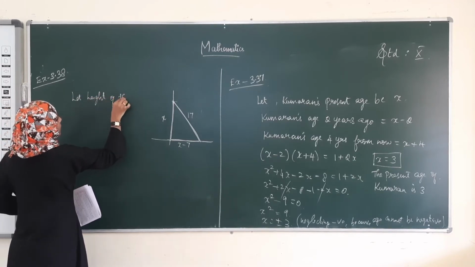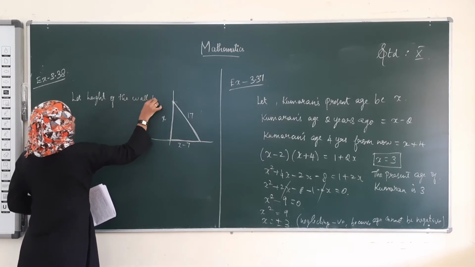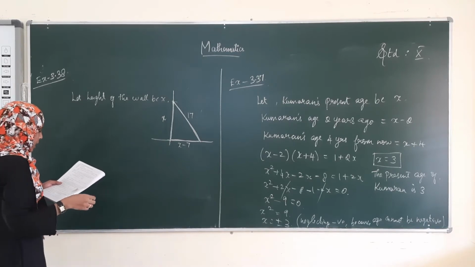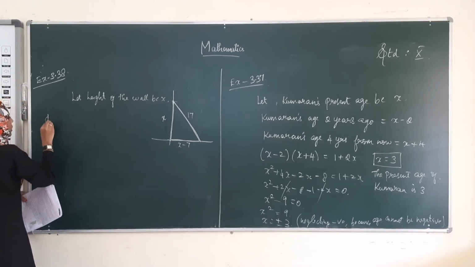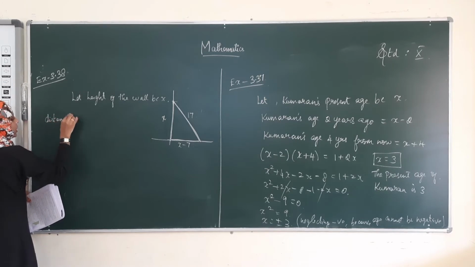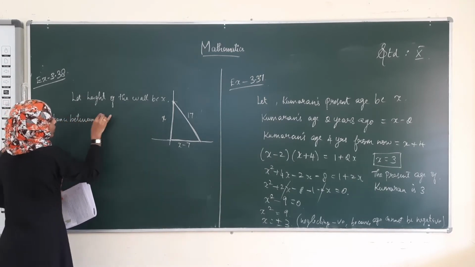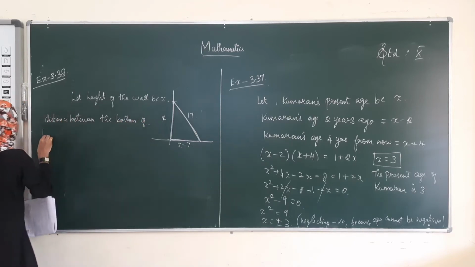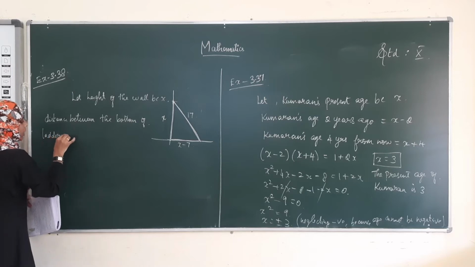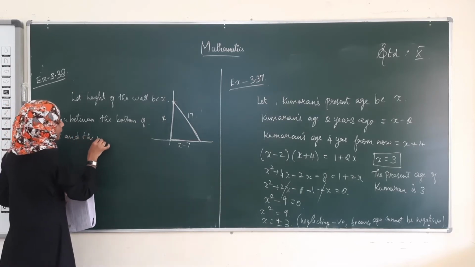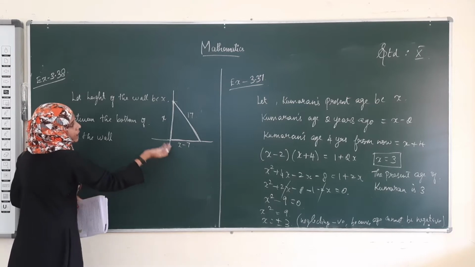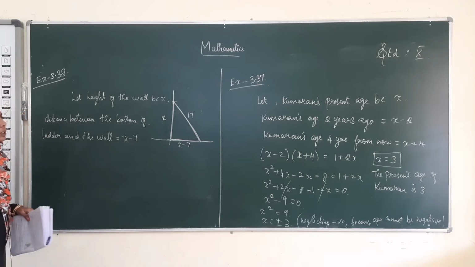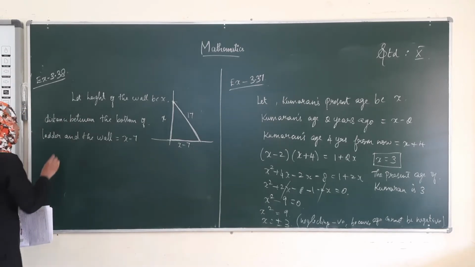So let the height of the wall be x. What have they given? They have given that the distance between the bottom of the ladder and the bottom of the wall is 7 feet less than the height of the wall, meaning x minus 7. We know the Pythagoras theorem.